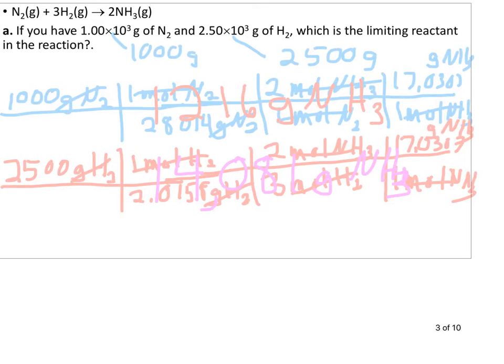The one that is smaller is going to be our limiting reactant. It says which is the limiting reactant. So the limiting reactant is nitrogen.